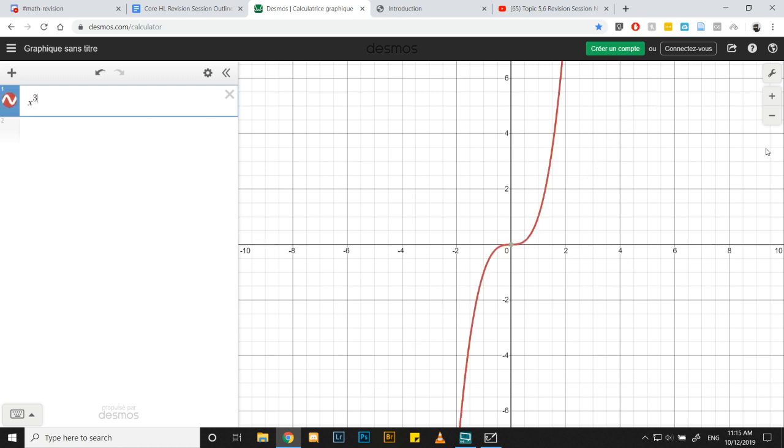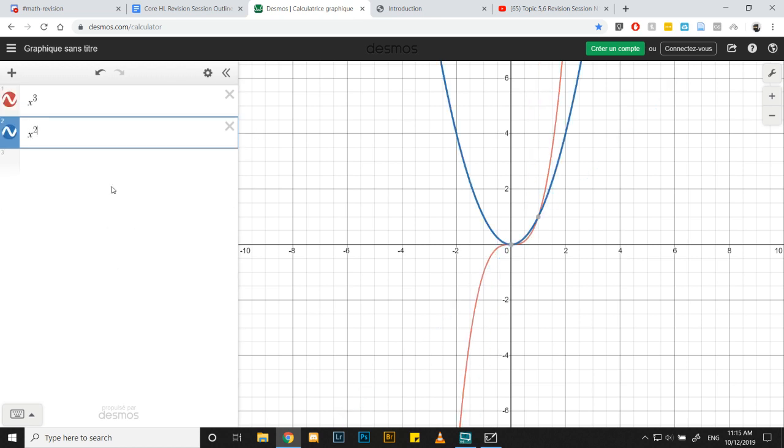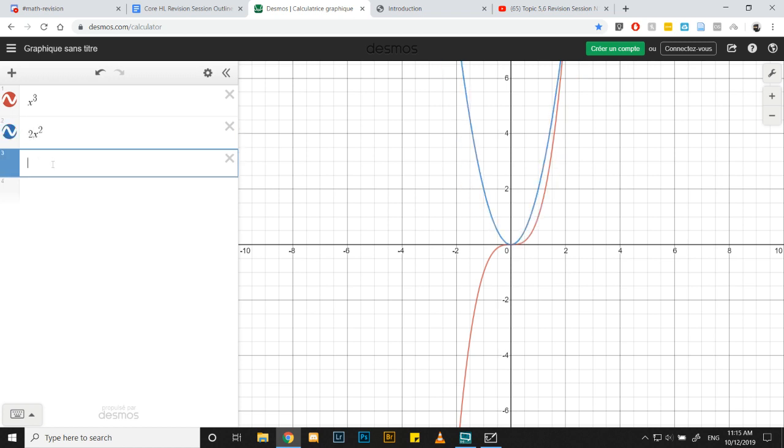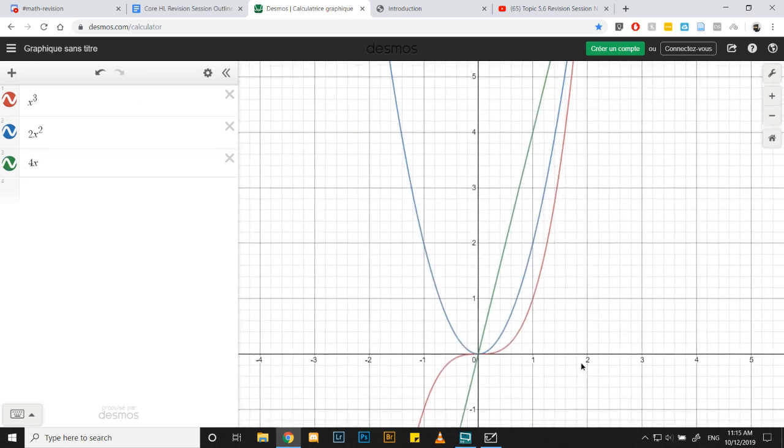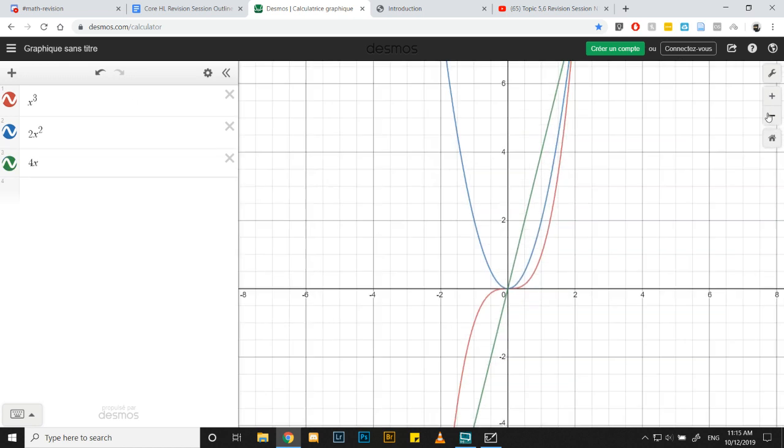We have x cubed. Actually, let's make it a weird x cubed. Nah, this is x squared. And then we have 2x squared, and the derivative of the 4x. So the two different things that are happening here.